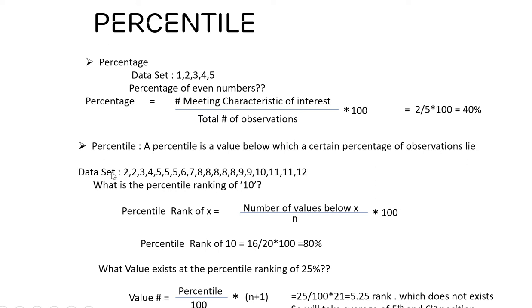So let's talk about this data set and calculate the percentile rank for number 10. That will be equal to 16 because there are 16 numbers below 10, divided by 20 because there are a total of 20 numbers in this given data set, multiplied by 100, which is 80%. So the percentile rank of 10 is 80 in this case. Now if I have to reverse the calculation, if I am interested to see what value will exist at a percentile ranking of 25%, the formula will be: value is equal to percentile divided by 100 into n plus 1. Simple, right? Let's move on.